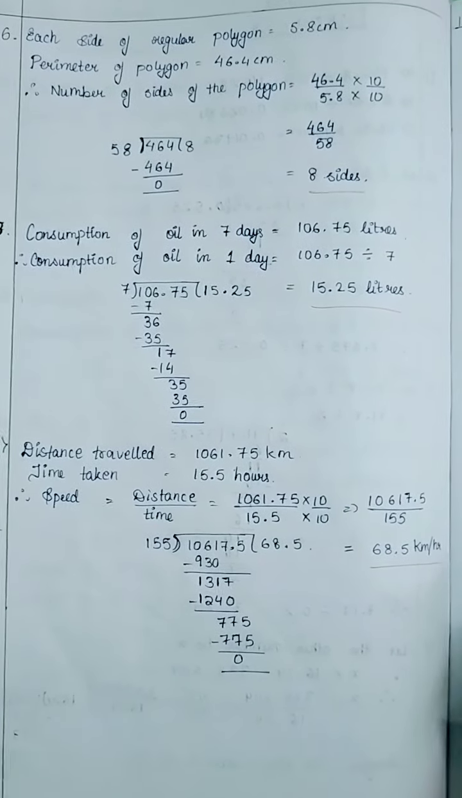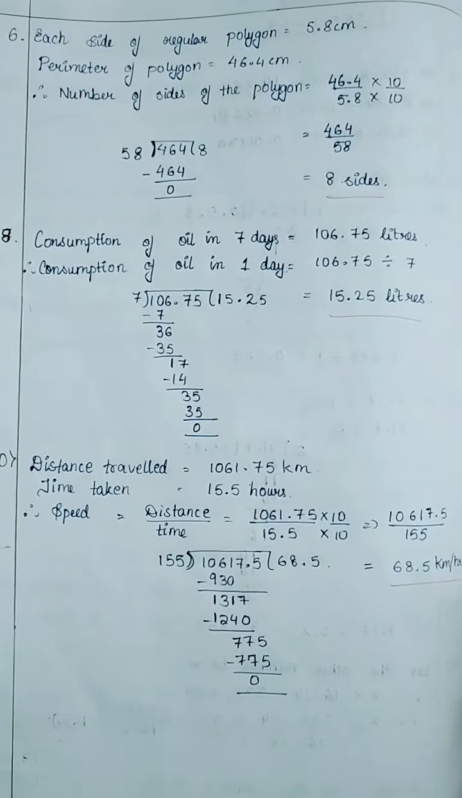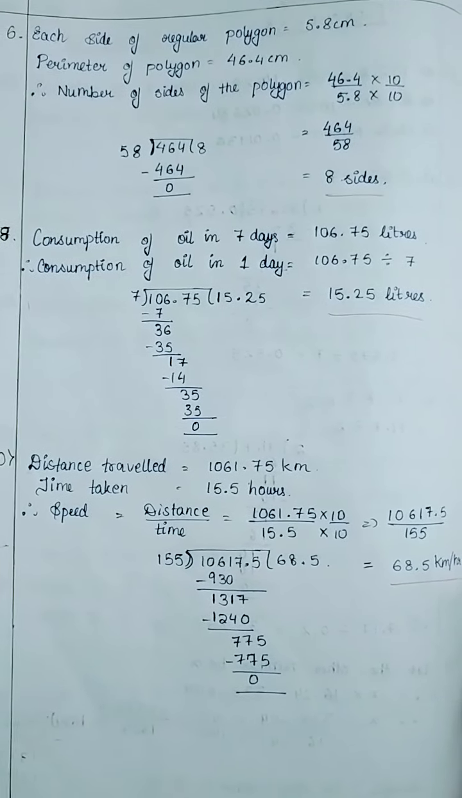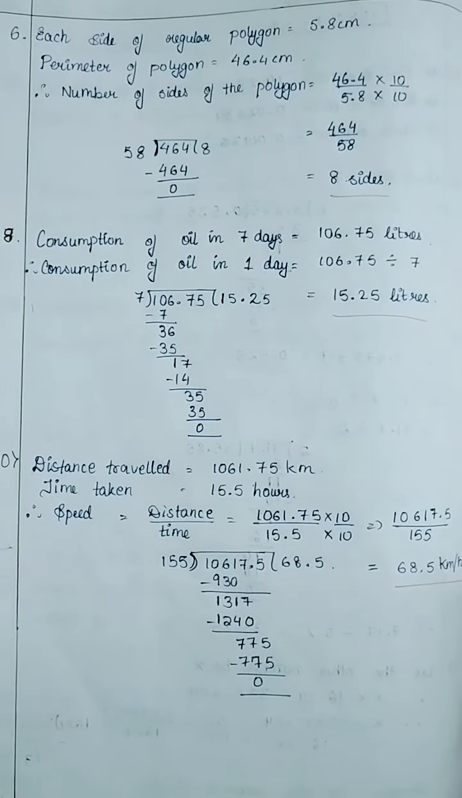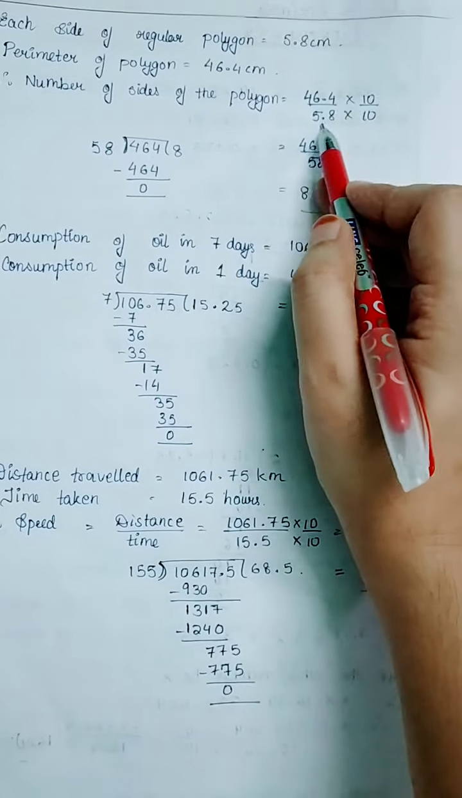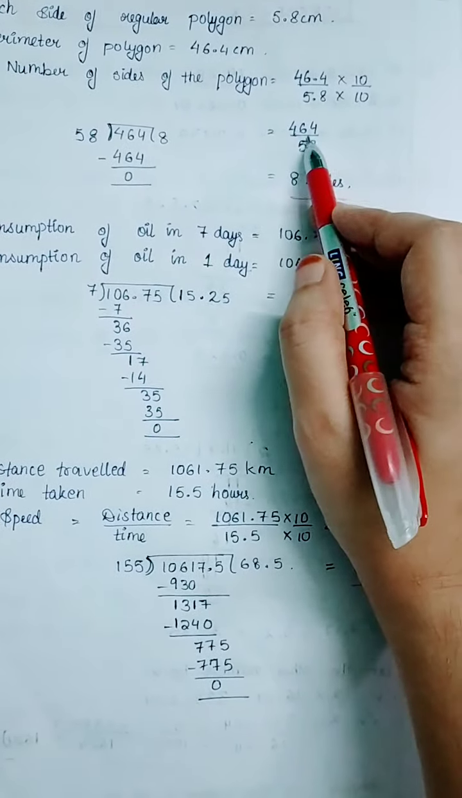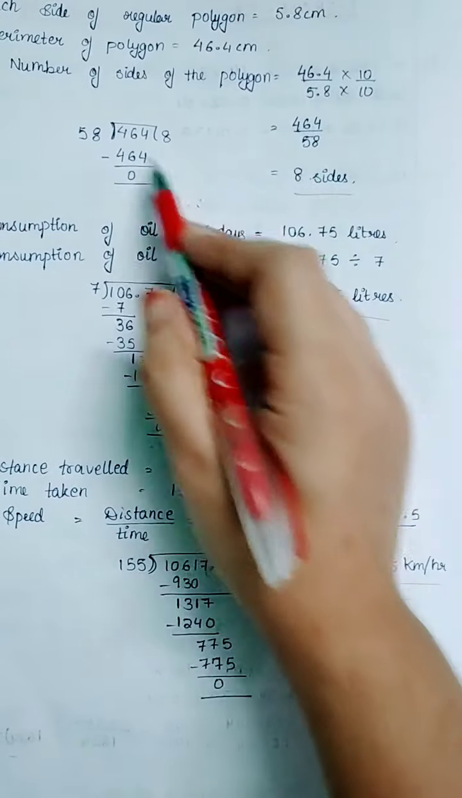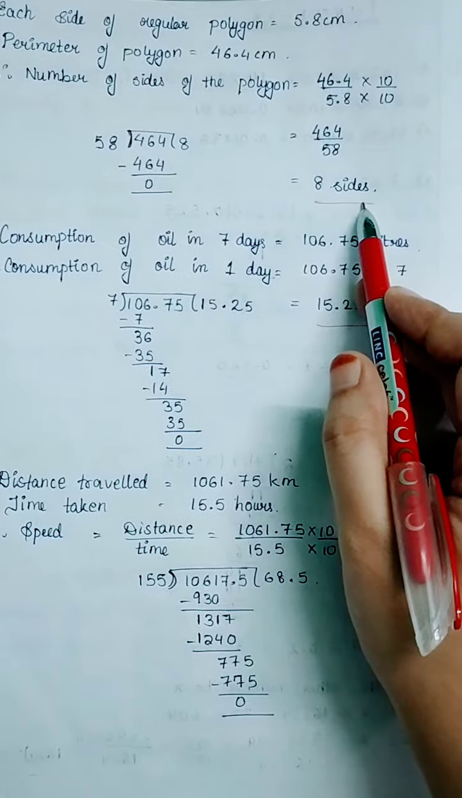Then question number 6. Each side of a regular polygon is given and the perimeter of the polygon is given. We have to find the number of sides of the polygon. So the number of sides will be perimeter divided by each side. Again because there is a decimal in the denominator, we multiply with 10. So it will become 464 divided by 58. Now we do the division normally and we'll get the answer, that is 8 sides.